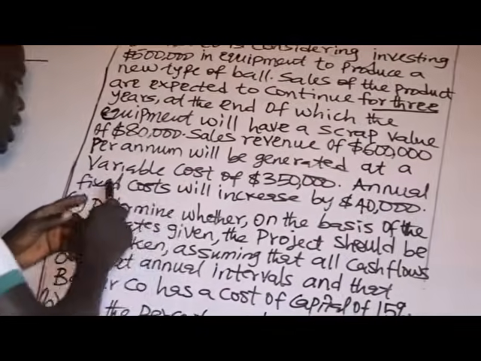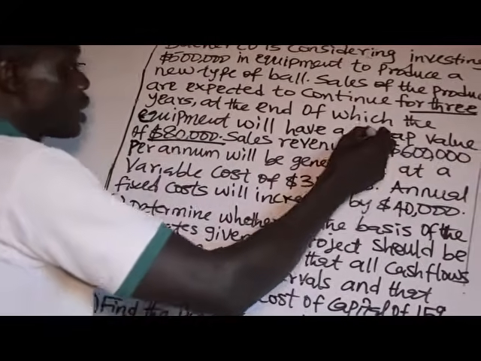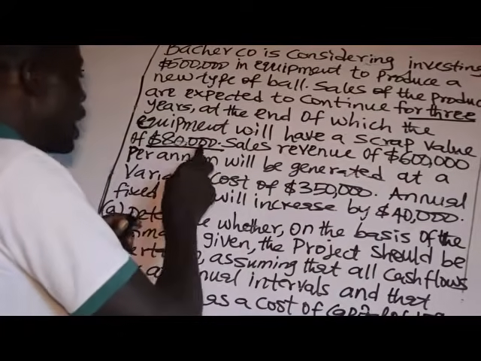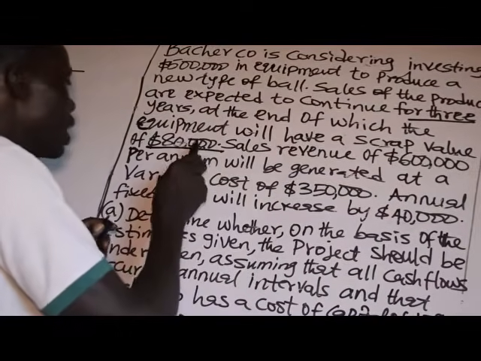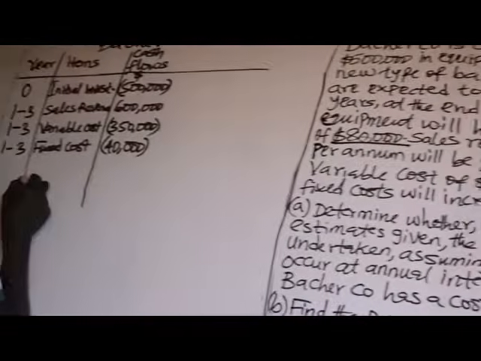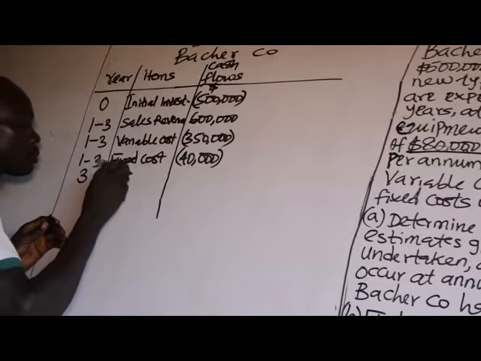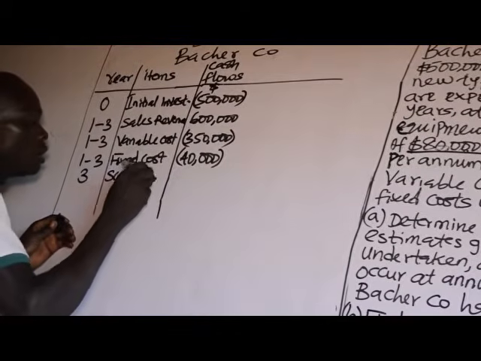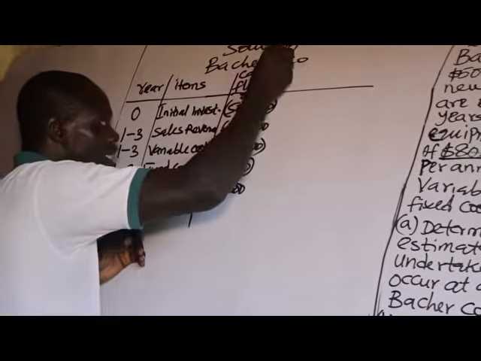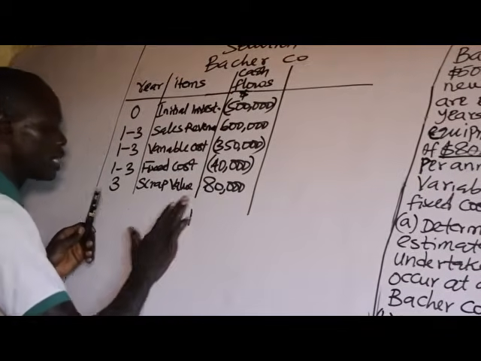Now, these are the information provided. Remember, I told you that this 80,000 is the scrap value. Equipment will have a scrap value of $80,000. We said the $80,000 should be treated as an inflow at the end of the project life. So in year 3, you have the scrap value of $80,000. That will be treated as an inflow at the end of the project life.